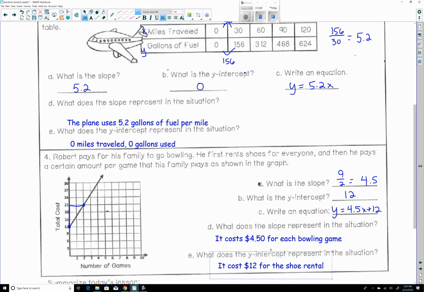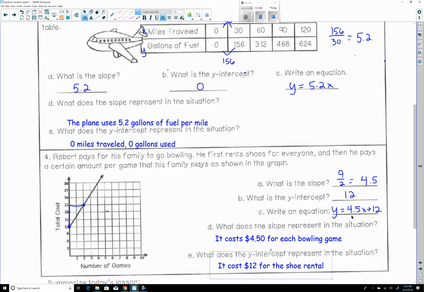Okay, so hopefully yours looks like mine. The slope is, I'm going up 9. Look, it's not going up by ones, it's going up 3, 6, 9 over 2. So it'd be 9 over 2 or 4.5. Y-intercept, where is it crossing the y-axis? And that would be at 12.